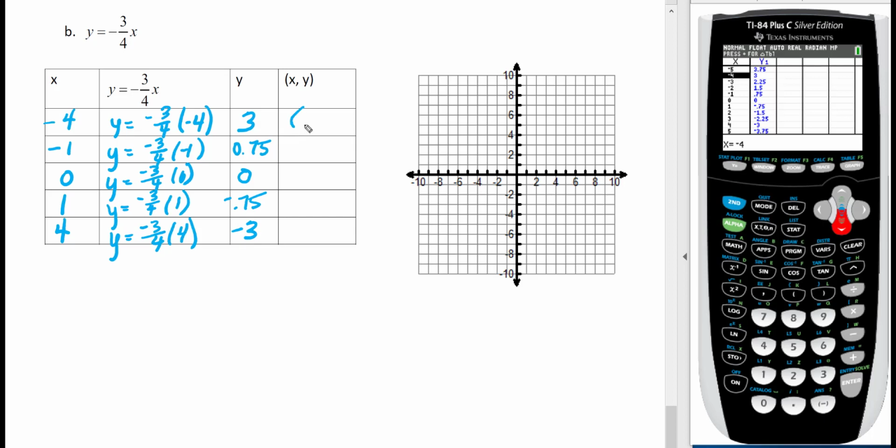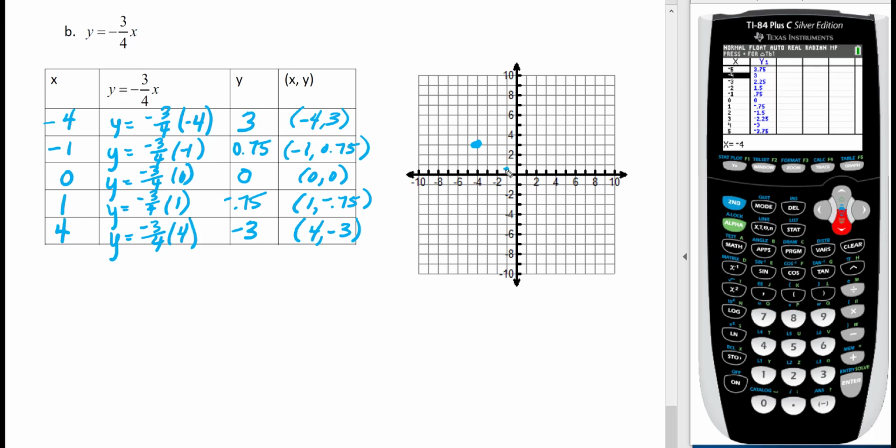So it's -4, 3, -1 and 0.75, 0, 0, 1 and -0.75, 4 and -3 on the graph here. So we start at our origin. Our first coordinate is -4, 3, so I go to the left 4 and up 3. Place a point there. Then -1 and 0.75.